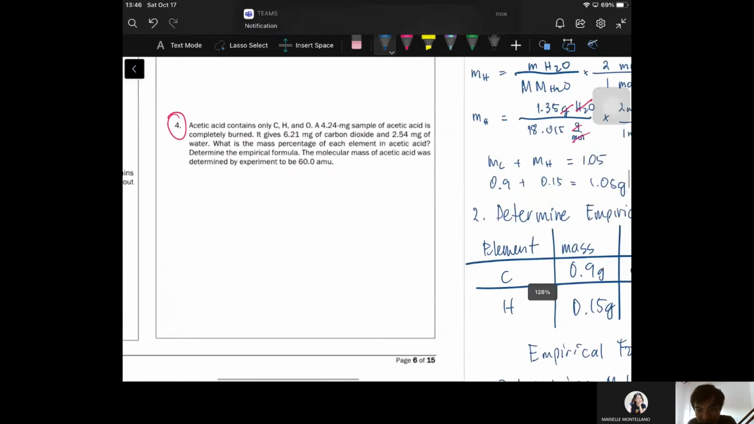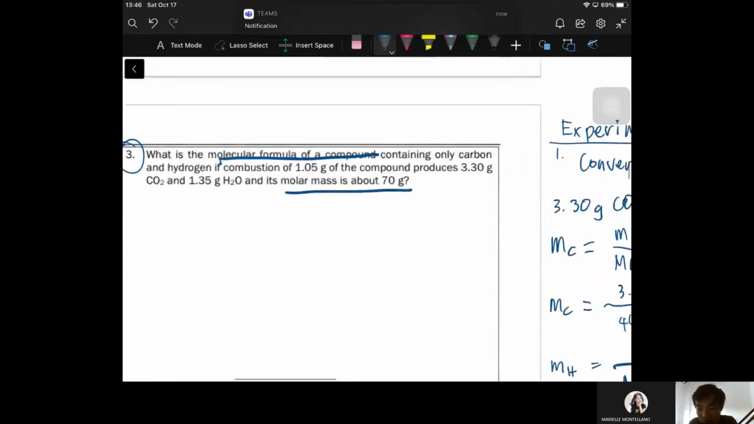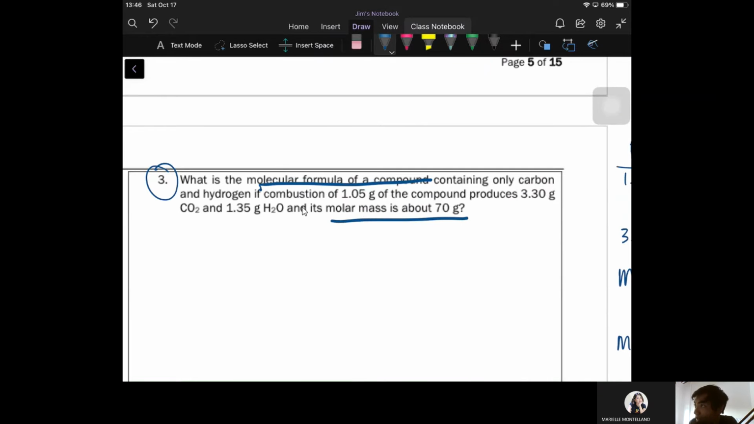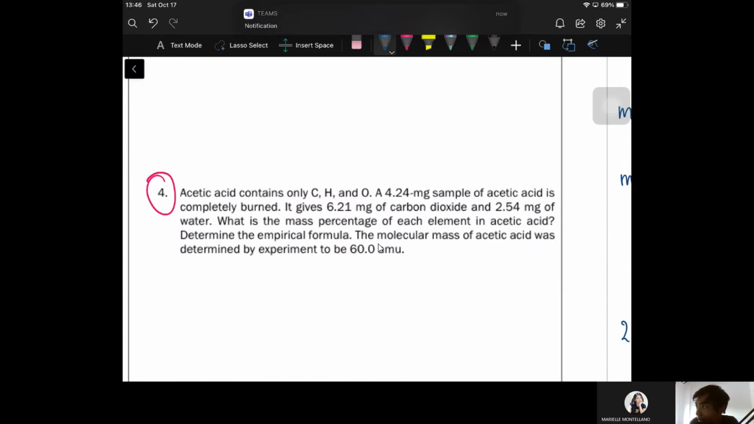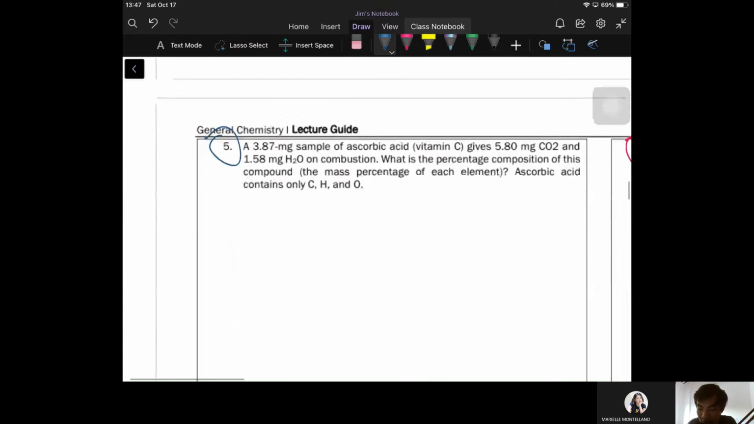Sir, yung 70, saan po galing? Yung 70 given yun. Nakalagay dito sa problem eh. So, its molar mass is about 70 grams, no? Yun daw yung molar mass ng compound. Given yun parati, no? Kaya, nothing to worry masyado. Basta yun sabi lang dito, the molar mass is about 70 grams. So, yun. For example, the molecular mass of acetic acid was determined to be 60 atomic mass units or 60 grams per mole. Okay.